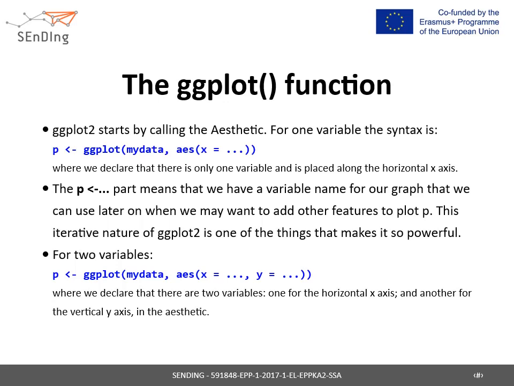For two variables, the syntax is slightly altered. You can see it again in blue. In this case, we declare that there are two variables, one for the horizontal x-axis, and another for the vertical y-axis, in the aesthetic. Note that we have assigned our plot to a variable named p, so that we can use it later on, when we may want to add other features to plot p. This iterative nature of ggplot2 is one of the things that makes it so powerful.